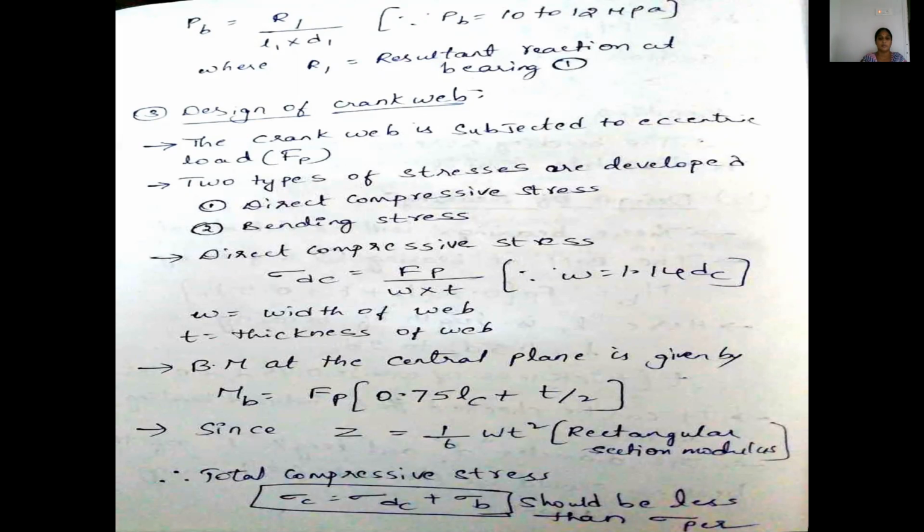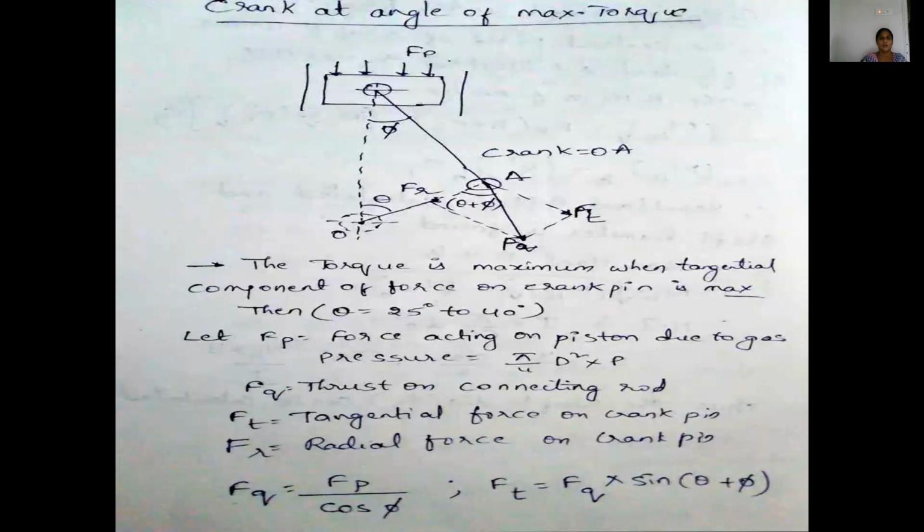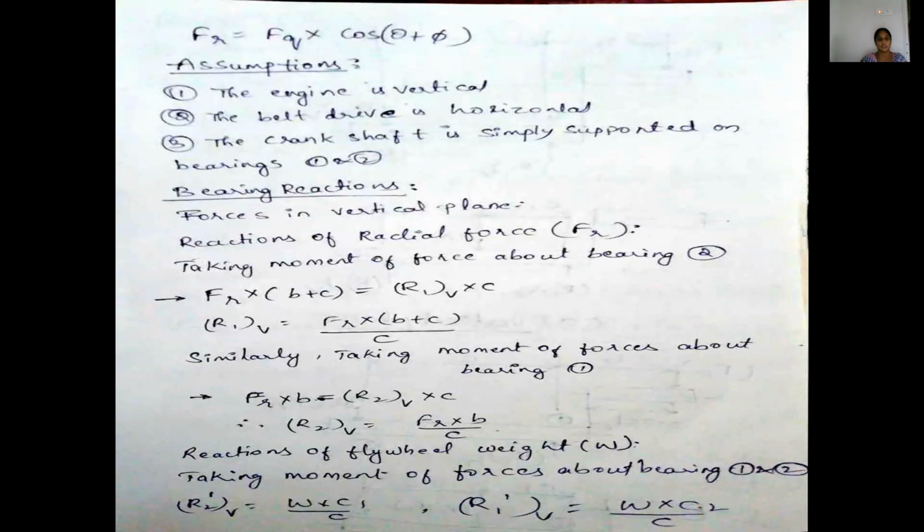Next, the bending moment at the center plane is given as MB is equal to Fp into 0.75 Lc plus t by 2. Since Z is equal to 1 by 6 w t squared, the rectangular section modulus, you can find out the total compressive stress. Like that, you find out the design of a shaft and a flywheel. It will be calculated. After that, for the maximum torque, for the piston pin and also the crankshaft directly with the overhung crankshaft, you can find out the reactions, the vertical and also the horizontal reactions.